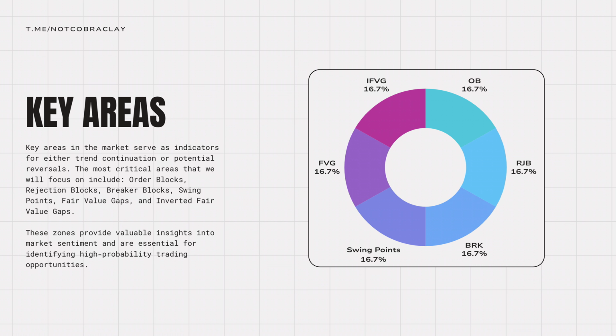That's it for the first video. In the next video, we will hop over the liquidity part, the ICT kill zones, ICT judas swing, ICT turtle soups, and Cobraclay's turtle soups.